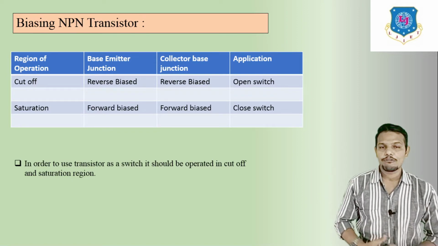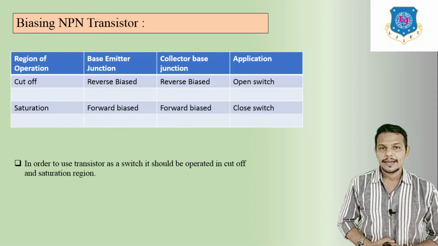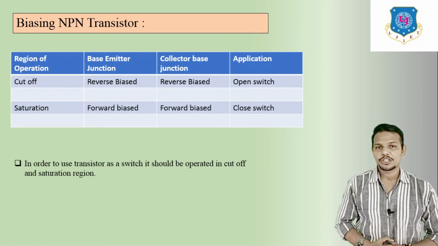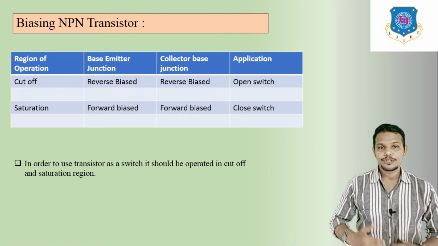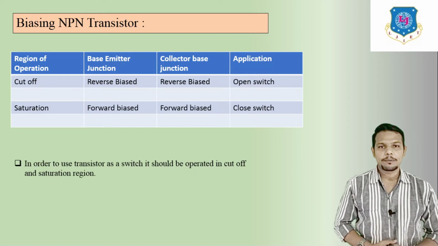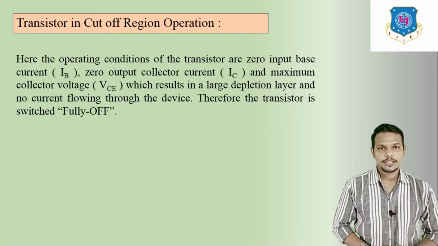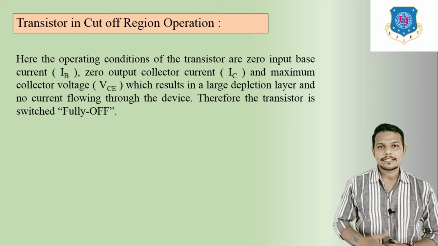In the second region of operation, if it is in the saturation region, then the base-emitter junction and collector-base junction should be in forward bias, and its application is a closed switch. That means in order to use a transistor as a switch, it should be operated in the cutoff region and saturation region. Let us discuss the first case, which is known as the cutoff region. Here we can see the transistor in cutoff region operation.